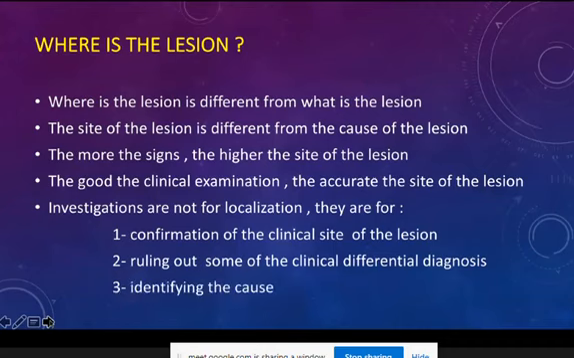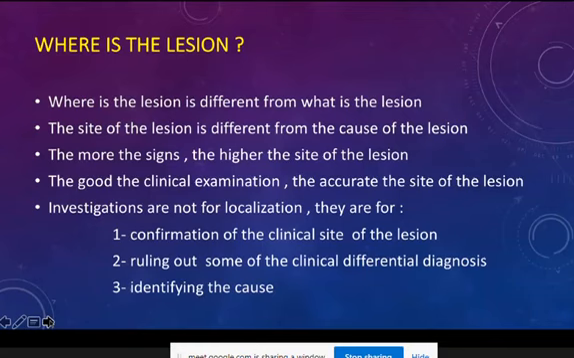Number three, to identify the cause. This is the least part of the investigations. We do the MRI scan to identify the cause. Clinically, this patient has a lesion at the umbilicus causing spastic paraparesis with a sensory level. The MRI scan will tell you whether it is transverse myelitis, disc prolapse, herniation, cord compression, or bone disease of the spine. It will tell you the cause.